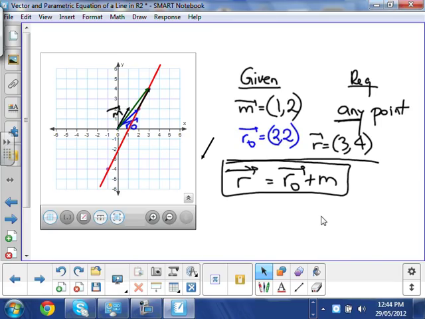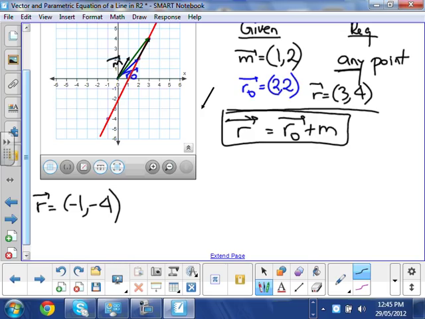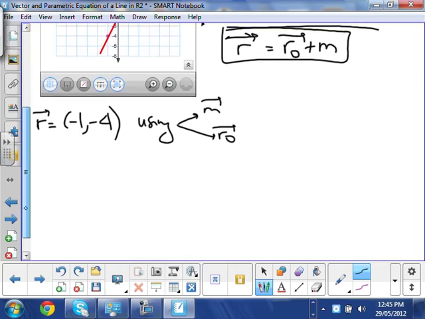That is R. Good. Let's do the same thing, but this time with the point of coordinates -1 and -4. Again, I don't want to generate the point, I want to generate a position vector, -1 and -4. Again, using the direction vector M and the position vector R0. Can I do that? Let's try algebraically first, and then we'll see what it means graphically.